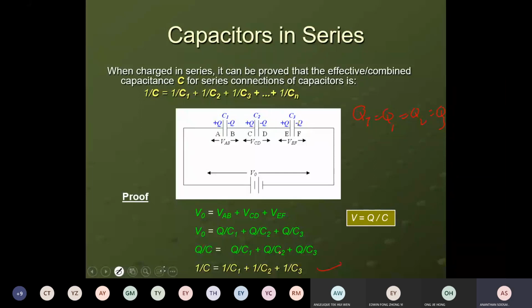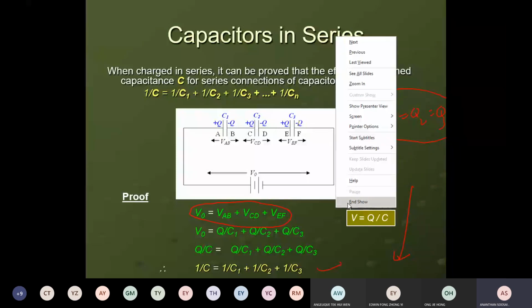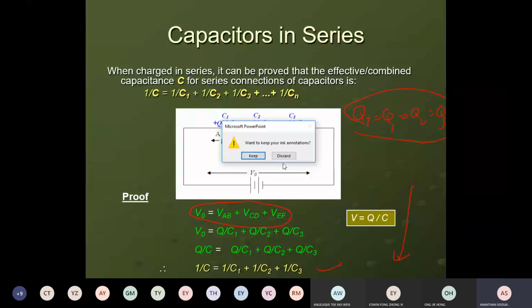Okay. For this derivation, again, you have to remember. The voltages need to be added to make the total voltage. The charge is the same, so find the capacitance. Okay, so we go back to the slide again.